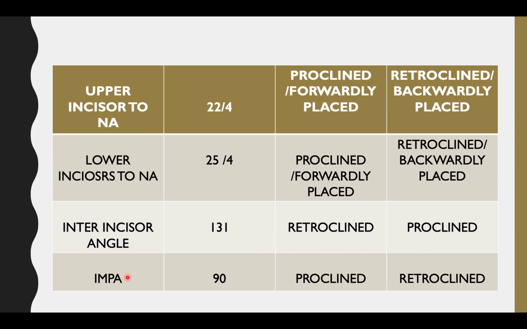These parameters are dental parameters, purely dental parameters. The parameters like upper incisor to NA indicate the position of your upper maxillary anteriors. It is 22 degrees and 4 mm is a linear measurement. That means they are proclined or forwardly placed. Because of this parameter, we can come to one conclusion whether it is div 1 or div 2 in the case of class 2, whether they are proclined or retroclined.